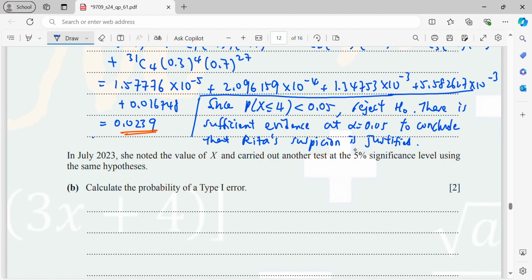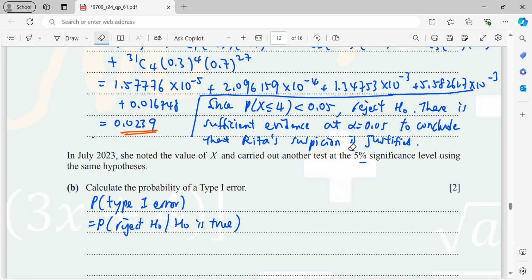Now in July 2023, she noted the value of X and carried out another test at 5% significance level using the same hypothesis. Calculate the probability of type 1 error. Okay, so P(type 1 error) equals the probability of rejecting H0, given H0 is true.